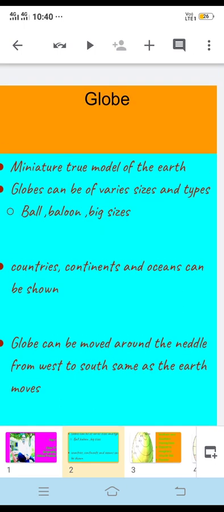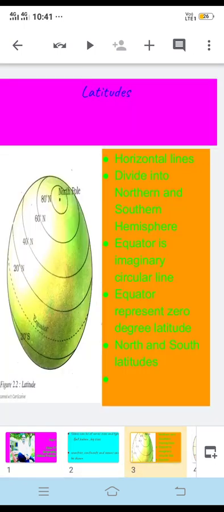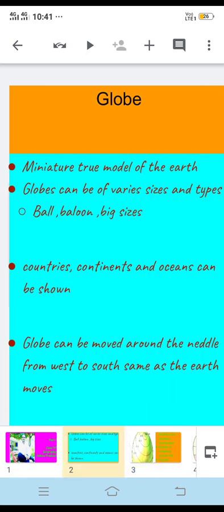Then, next, a few more things about the globes. We can notice that a needle is fixed through the globe in a tilted manner, which is called its axis. The 2 points on the globe through which the needle passes are the 2 poles, the South Pole and the North Pole. The globe can be moved around this needle from west to east, as I already told you.